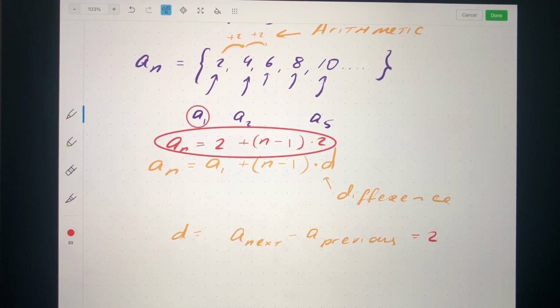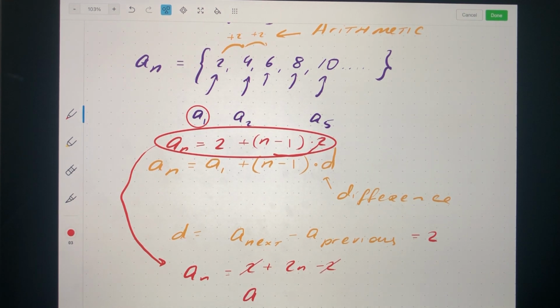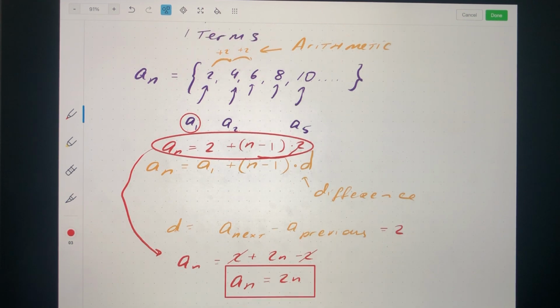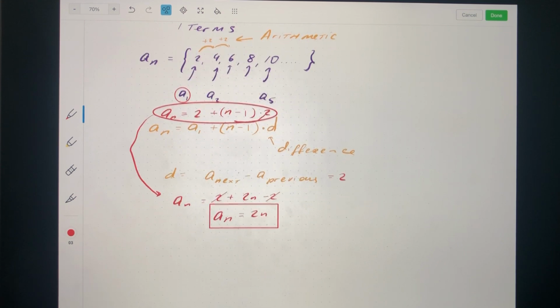Now we can simplify this by multiplying through and combining a few numbers. So if we multiply through by 2, we get 2n minus 2, and then the 2 and minus 2 cancel off. We get the final answer: a sub n is 2n. And this is the final formula for our first arithmetic sequence.